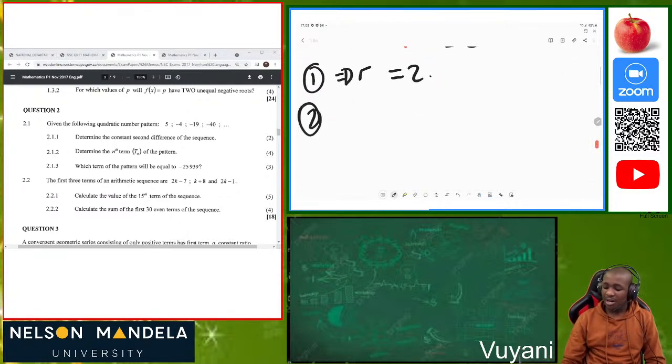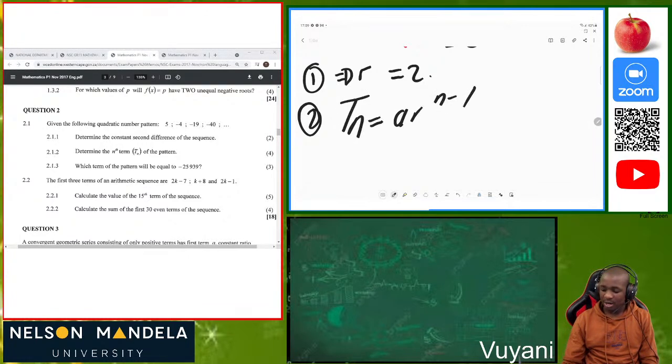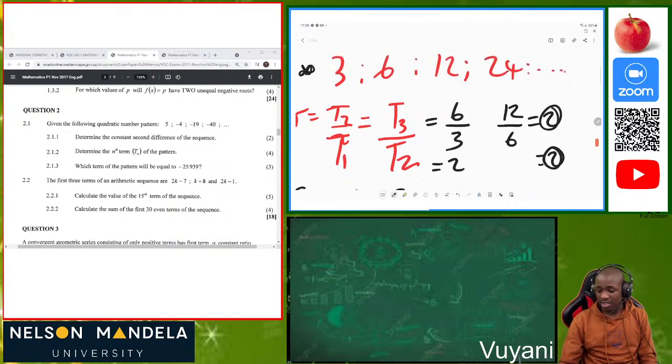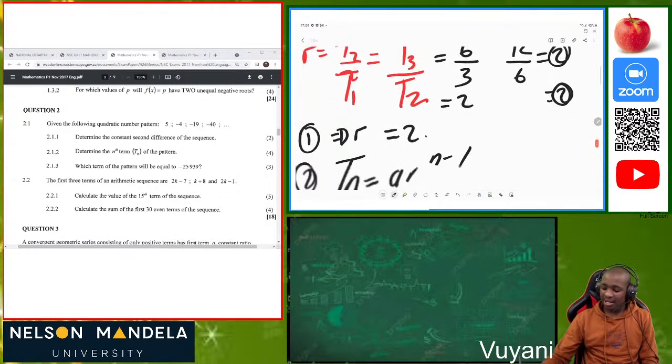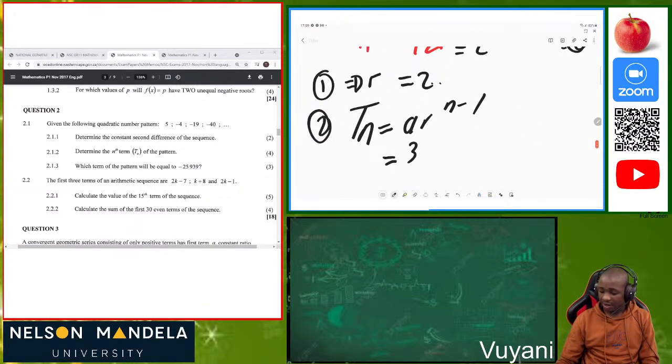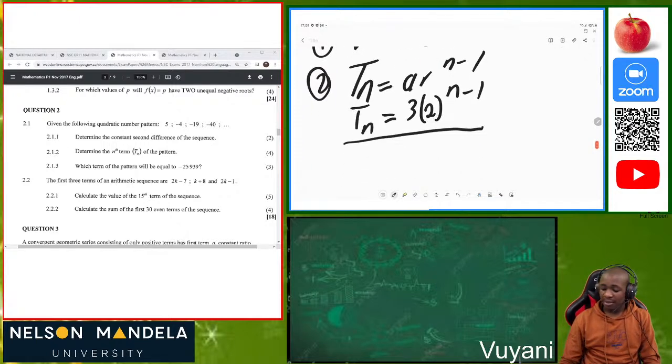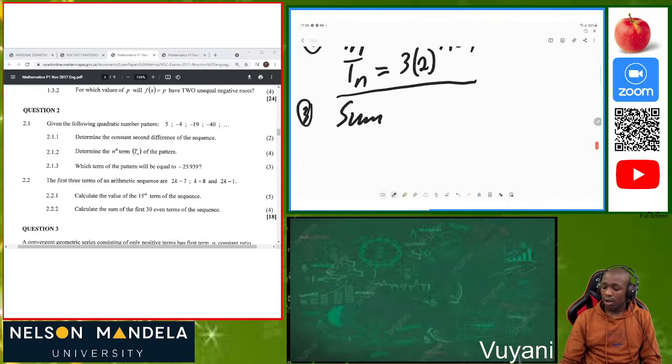Then sometimes they usually love to ask this question which says determine the nth term. We know that the nth term of a geometric sequence is a r to the power n minus 1. What is our a? Our a is the first term. So in this small example, our a is 3 and our r, we have calculated it to be 2, and n minus 1. Then you have your nth term.